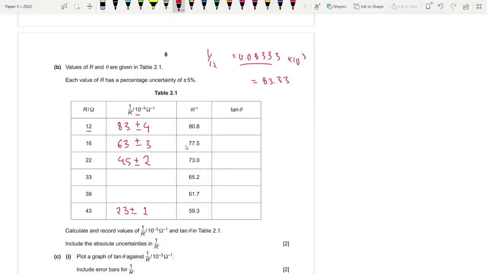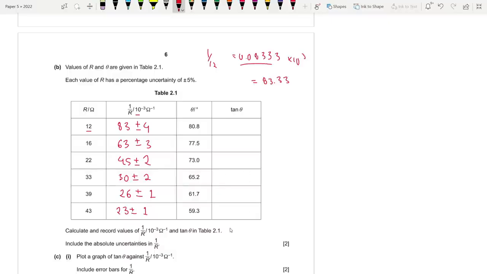1 by 33 into 10 power 3, that's 30. Plus minus 1.5, which is rounded off to 2. Then 1 by 39 into 10 power 3, that's 25.6, or 26, into 0.05 is 1.28, or just plus minus 1. Okay, so the values of the uncertainty are like this. It should range from 1 to 4.